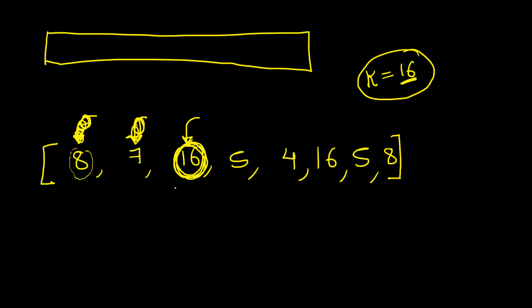I will come outside my loop and I will say, boss, the first occurrence of 16 is at index number 2. So I will report the answer as the position of 16 will be 3. Because in the question note, it is given that the first occurrence should be treated as position number 1. So this is position 1, this is position 2, and this is position 3.